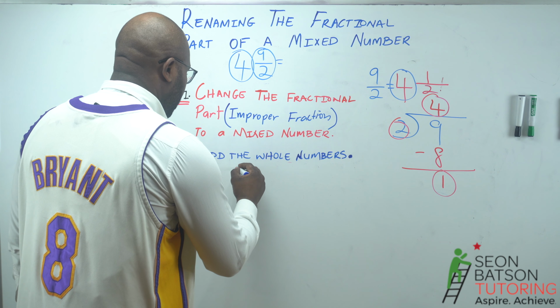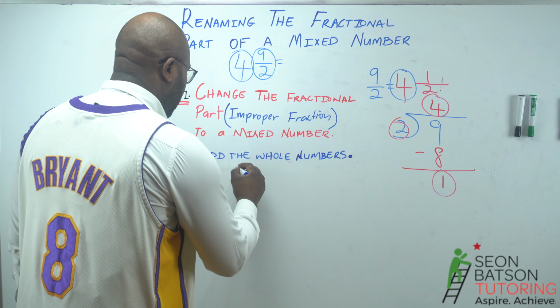Now, let's go. So we'll add the original whole number, which is 4. And when we change 9 over 2, we got what? 4 and 1/2. So we'll add the whole number from the original or old mixed number to the whole number we get after changing the fractional part to a mixed number. So the two whole numbers are 4. 4 plus 4 gives us 8. And the fractional part is 1/2. So 4 and 9 over 2 is the same as 8 and 1/2.